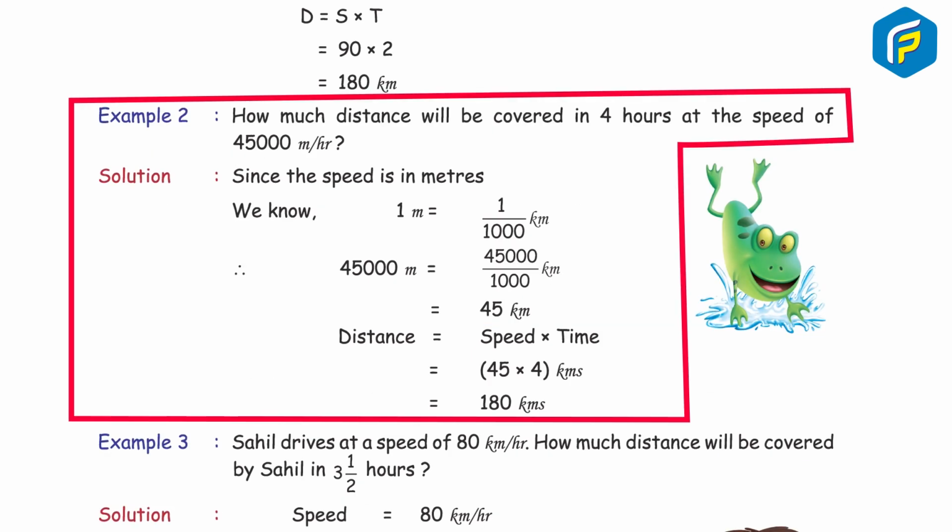Example 2. How much distance will he cover in 4 hours at the speed of 45,000 meters per hour? Solution. Since the speed is in meters, we know 1 meter is equal to 1 upon 1000 km. 45,000 meter is equal to 45,000 upon 1000 km is equal to 45 km. Distance is equal to speed into time. 45 into 4 is equal to 180 km.